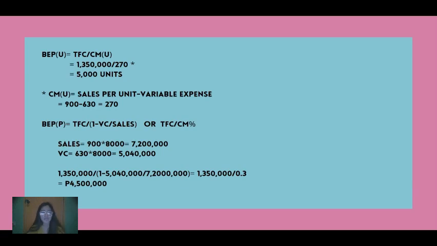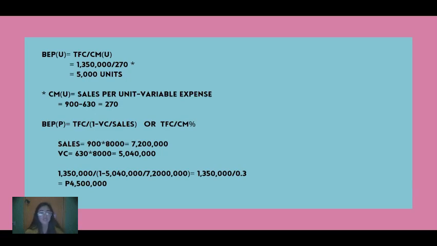So the CMU, or contribution margin per unit, is equal to sales per unit minus variable expenses. Sales per unit is equal to 900 and the variable expenses is equal to 630. So the contribution margin per unit is equal to 270. While the break-even point in peso, the formula is total fixed cost divided by 1 minus variable costs over sales, or total fixed cost divided by contribution margin in percentage.